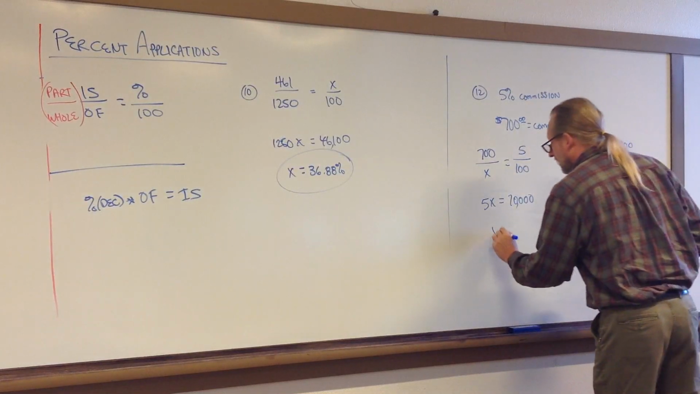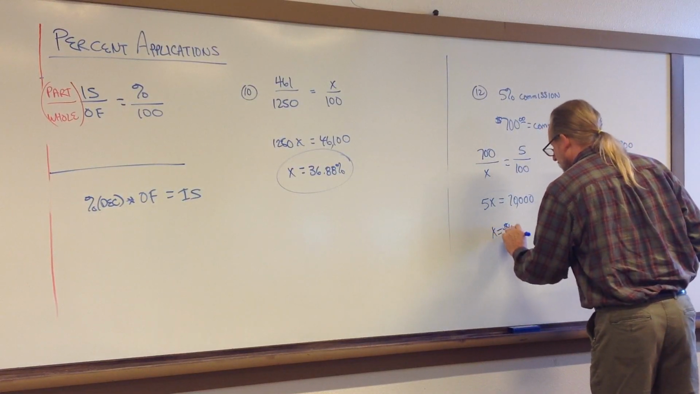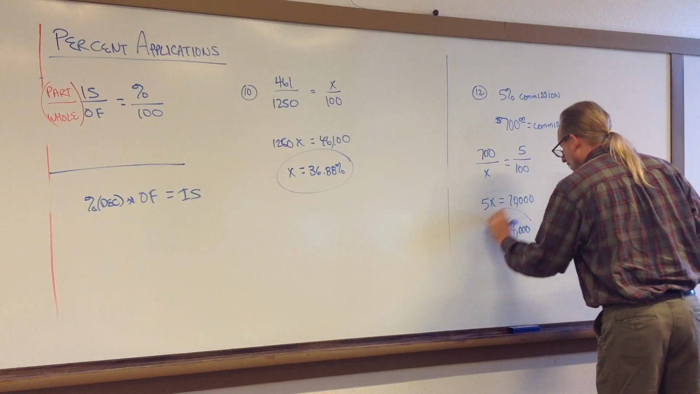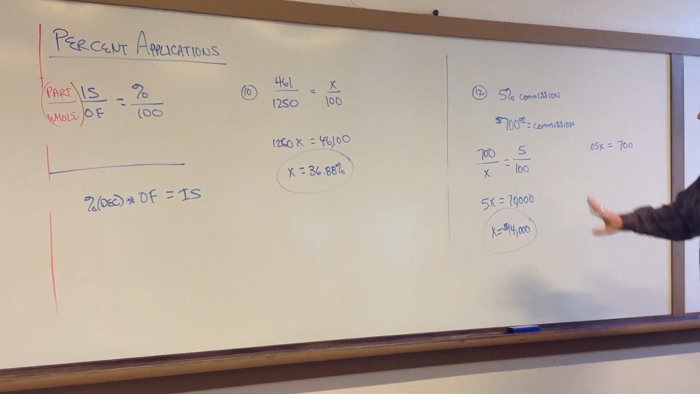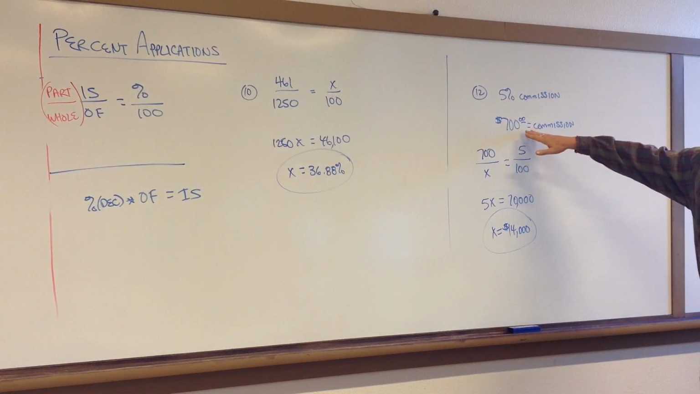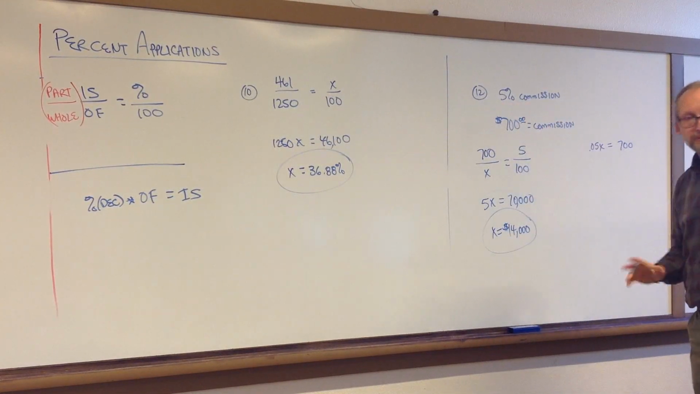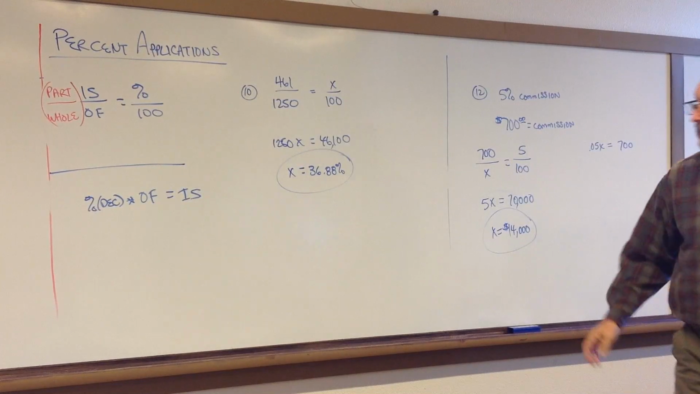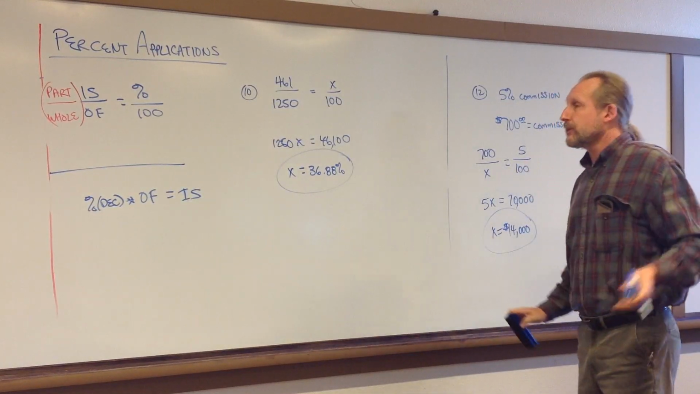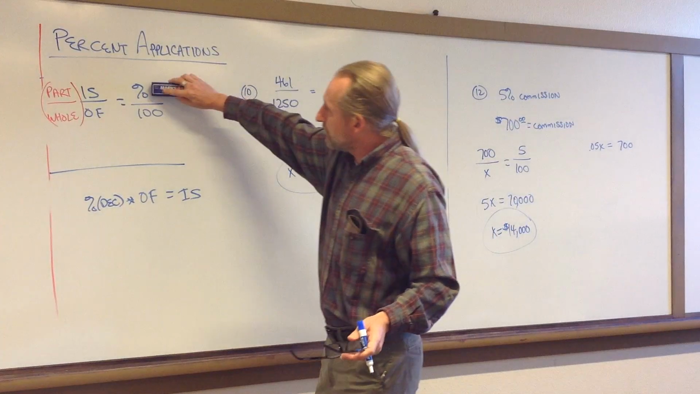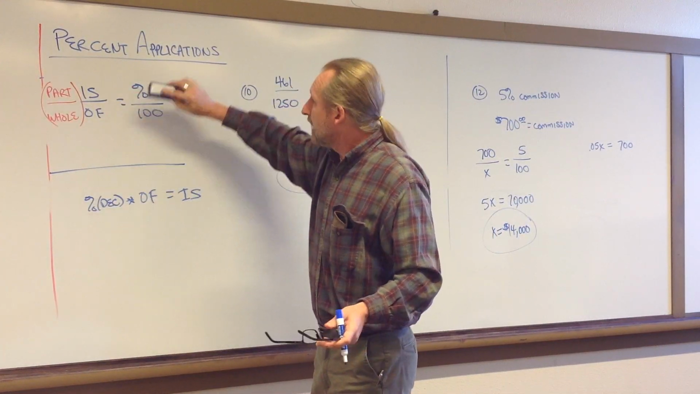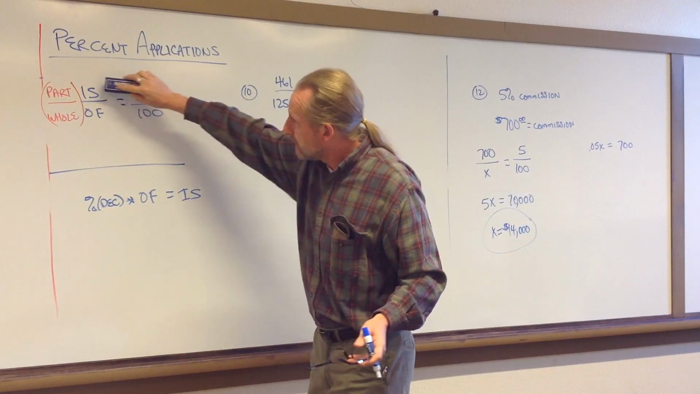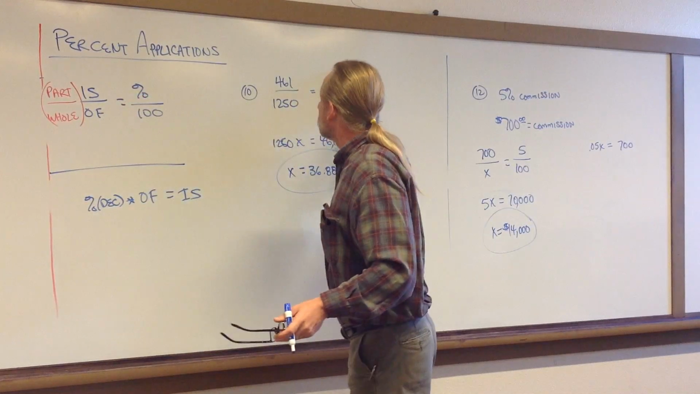And so that gives us x is 14,000. Okay, so on total sales of 14,000, the sales rep gets a commission of $700, which is 5% of the total sales. And it's a good idea to check yourself and make sure that things make sense. If this percentage is less than 100, then your is should be less than your of. If this is bigger than 100%, then this will be bigger than the of.